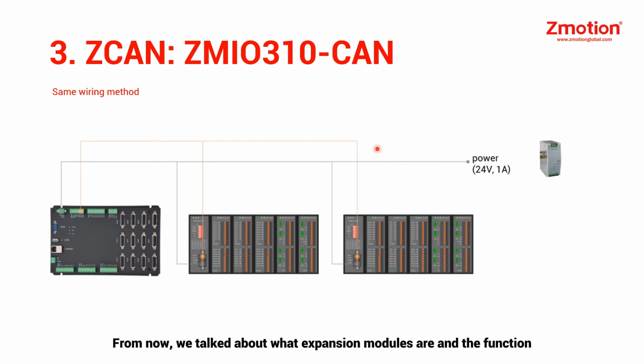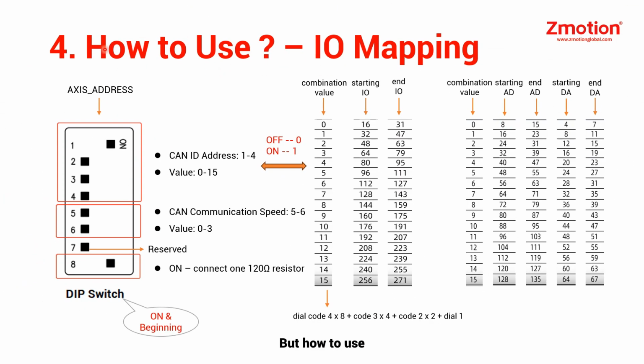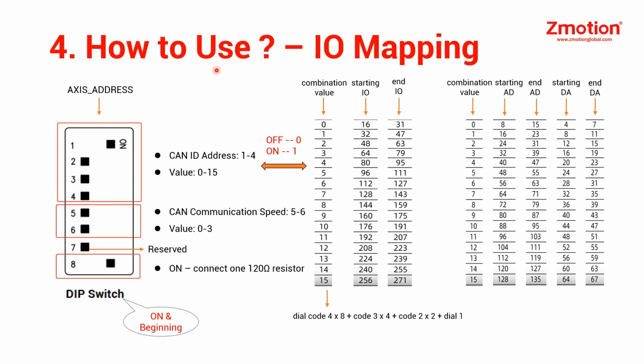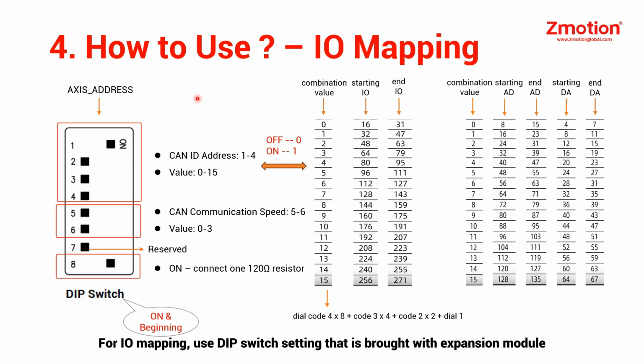From now on, we talked about what expansion modules are and the functions, but how to use. Before using them, expanded resources must be mapped into controller local resources. This can be called map. There are I/O mapping and access mapping. For I/O mapping, use DIP switch settings that is brought with expansion module. For access mapping, use the access address command to map access numbers. However, even if different CAN modules, they use the same mapping methods.